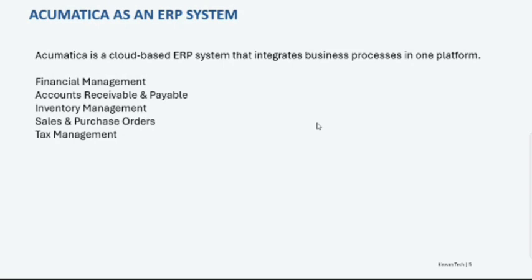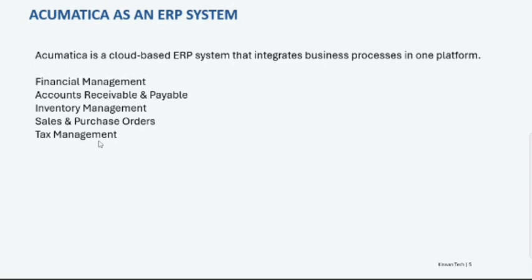It can handle accounts receivable and payable. We can have inventory management, sales and purchase orders, and tax management. So these are hosted under one system rather than disintegrated systems in Acumatica. So I'll give you a clear picture of what I mean by this. So this is the whole analogy of an ERP system.